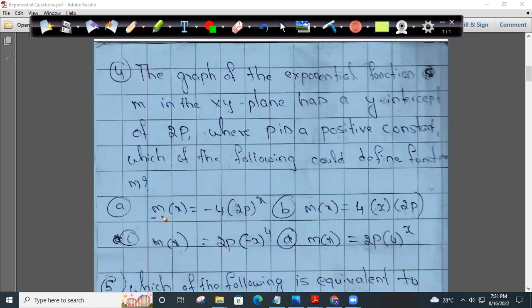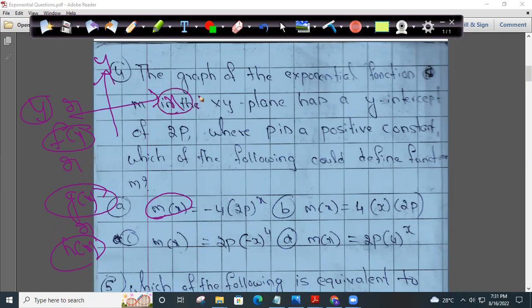Y-intercept means the value of y. One more concept I need to explain to you. y or f of x or g of x or h of x all mean y only. This means y, this means y, this means y. Y means nothing but output. This is my y-axis, this is my x-axis. X is always input, y is always my output. Y can also be referred to by f of x or g of x or h of x. All mean the same.